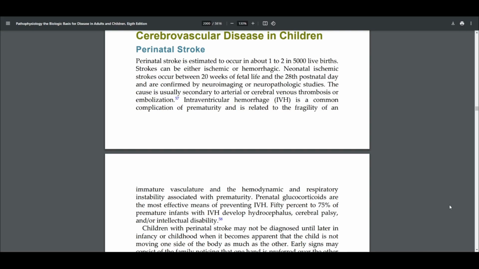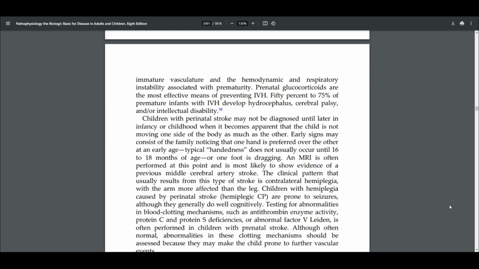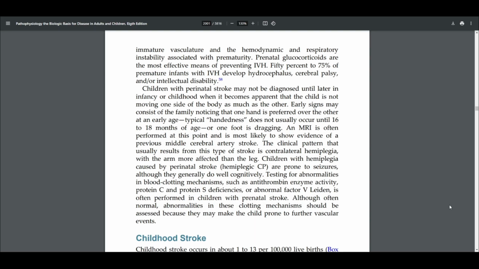Intraventricular hemorrhage is a common complication of prematurity and is related to the fragility of an immature vasculature and the hemodynamic and respiratory instability associated with prematurity. Prenatal glucocorticoids are the most effective means of preventing IVH. 50% to 75% of premature infants with IVH develop hydrocephalus, cerebral palsy, and or intellectual disability.